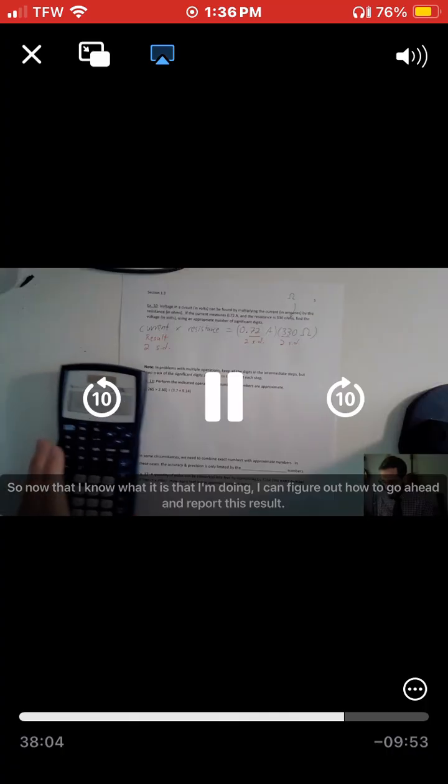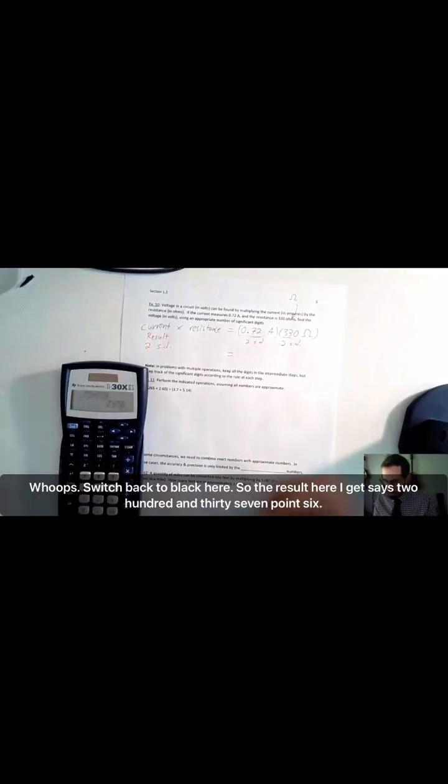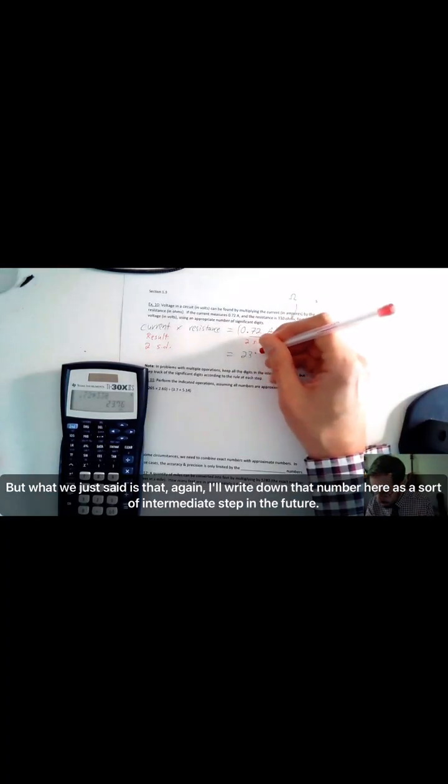So now that I know what it is that I'm doing, I can figure out how to go ahead and report this result. We'll have 0.72 times 330. Oops, let me switch back to black here. So the result here I get says 237.6, but what we just said is that I'm going to write down that number here as a sort of intermediate step. In the future, we won't need to express this intermediate step here, but it's helpful just to illustrate.